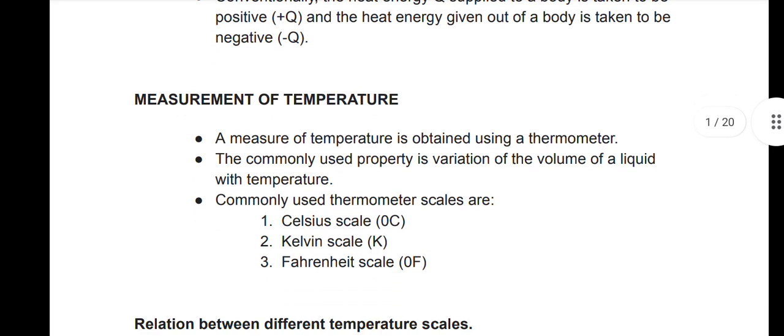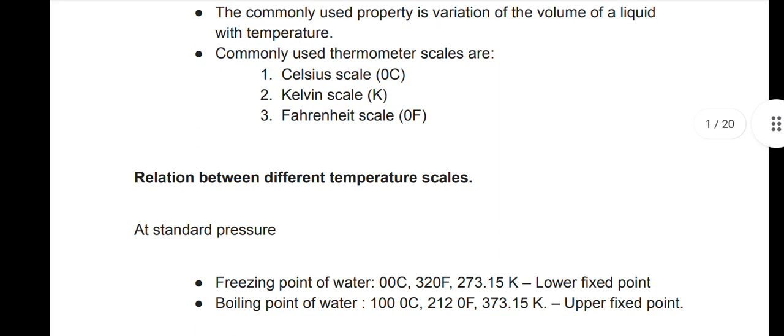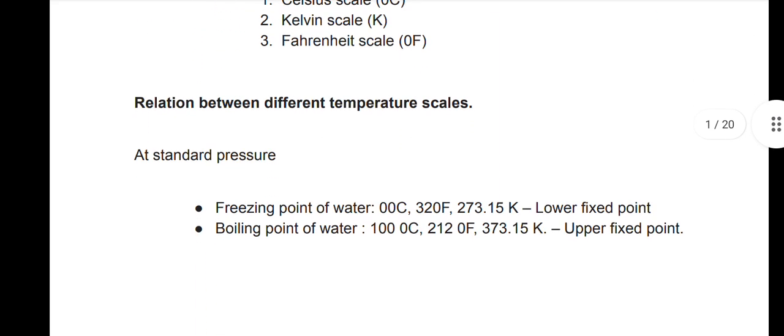Measurement of temperature. A measure of temperature is obtained using a thermometer. The commonly used property is variation of the volume of a liquid with temperature. Commonly used thermometer scales are Celsius, Kelvin and Fahrenheit scale. Now we will learn about the relation between different temperature scales.